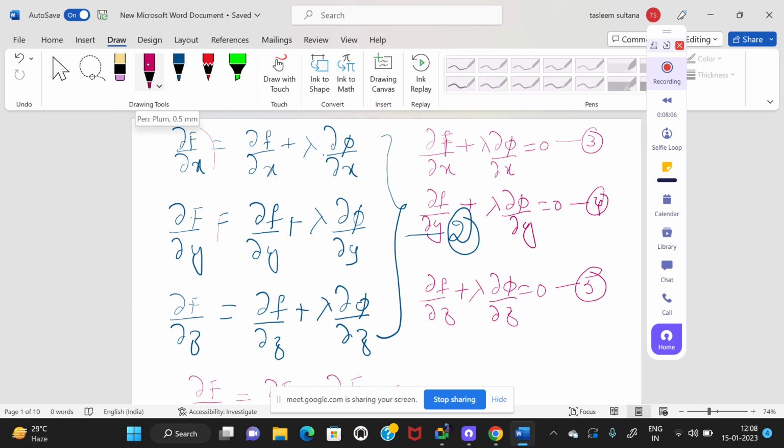Ma'am, I understood the part that we equate dou f by dou x, dou f by dou y, and dou f by dou z to 0, each of the inside terms. Yes, we are going to solve equations 3, 4, and 5. This will turn into the form of equations. Okay, ma'am. When we see the problem, it will be more clear to you.